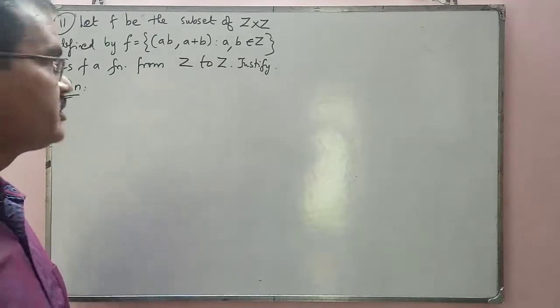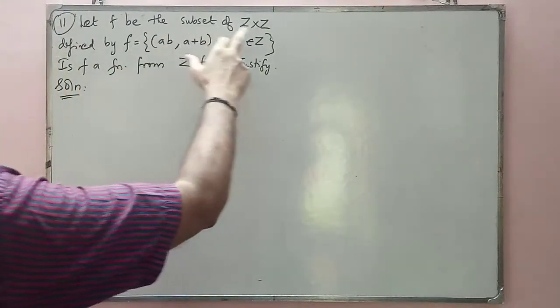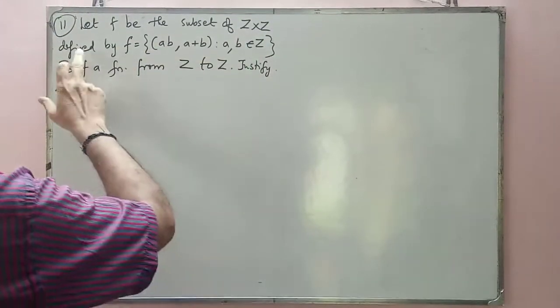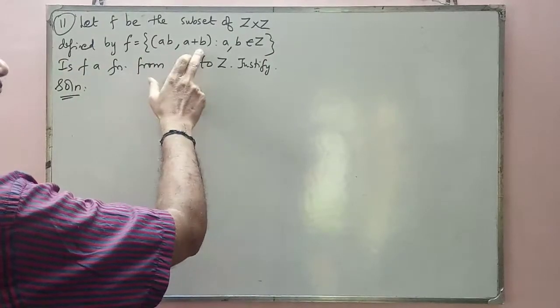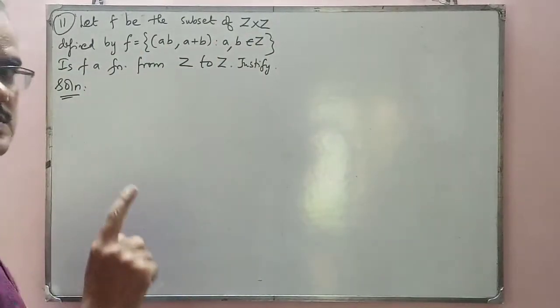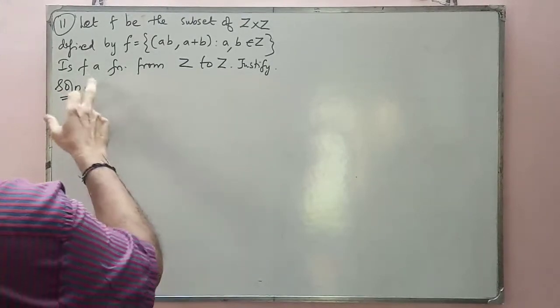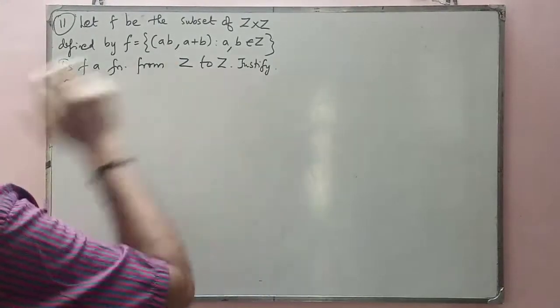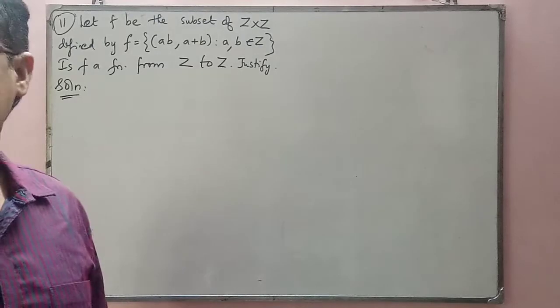This is question number 11, children. Let F be a subset of Z cross Z defined by F = {(ab, a+b) : a, b belong to Z}, where Z is the set of integers. Is F a function from Z to Z? Justify your answer. This is the question.